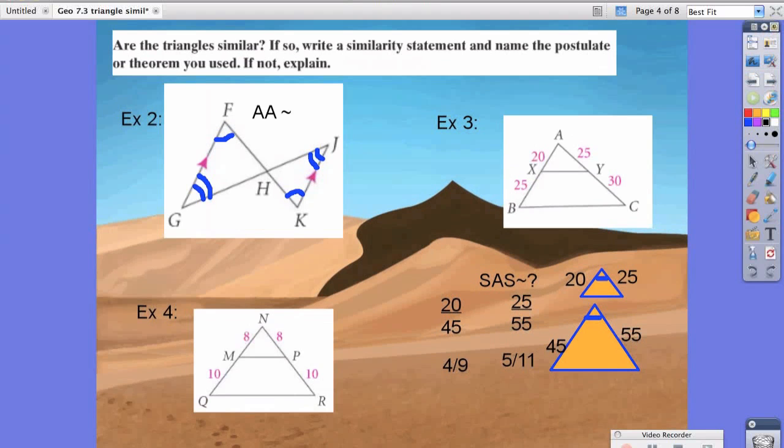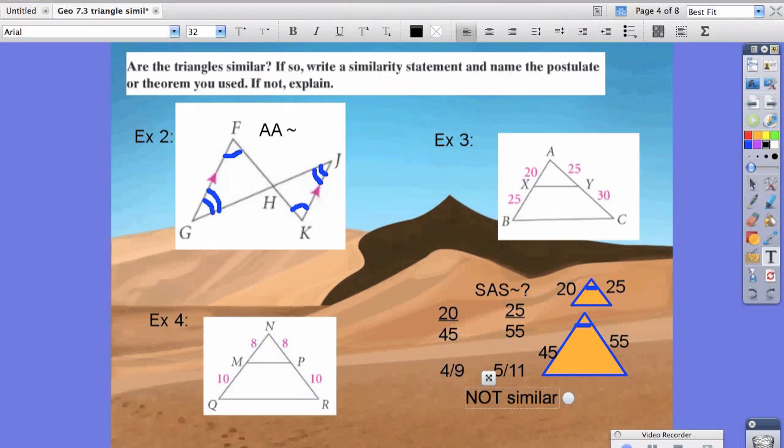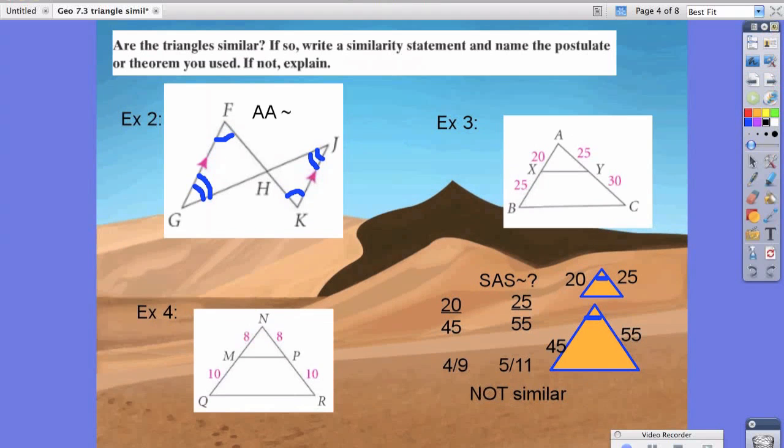Now, because these two do not have the same proportionality, this is not similar. And again, these two would be similar if the 4/9 and the 5/11 actually reduced to the same number. So let's look at example 4.